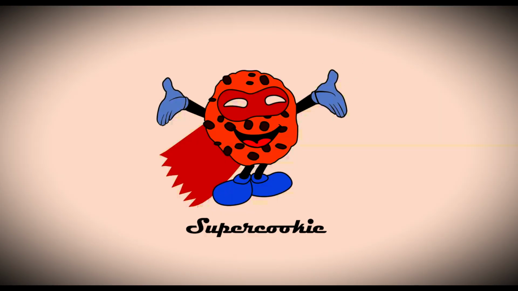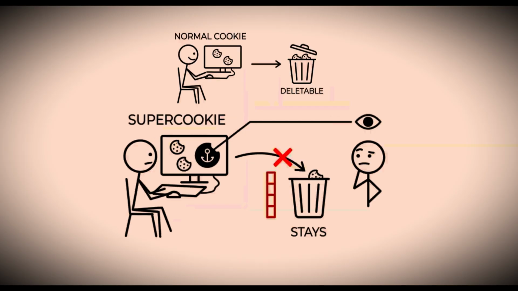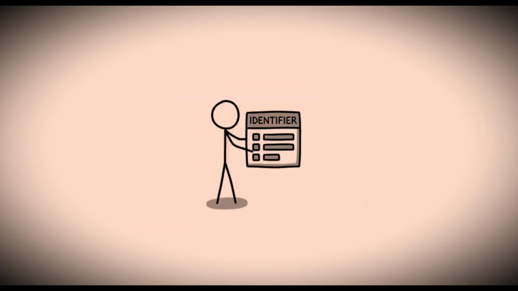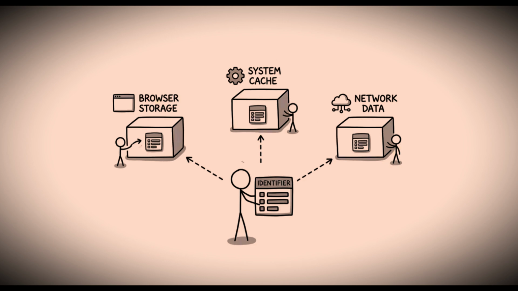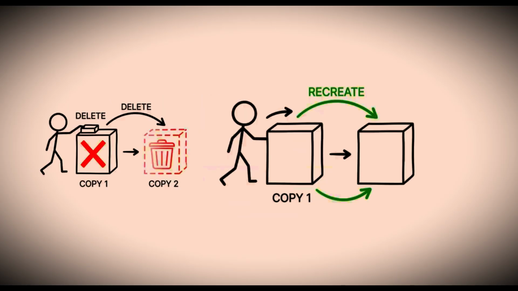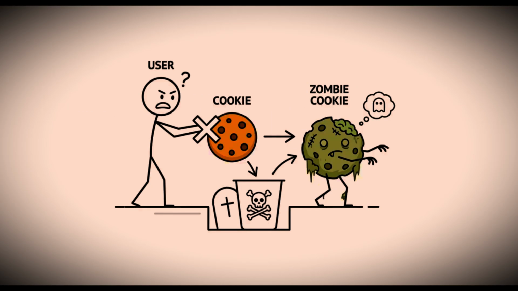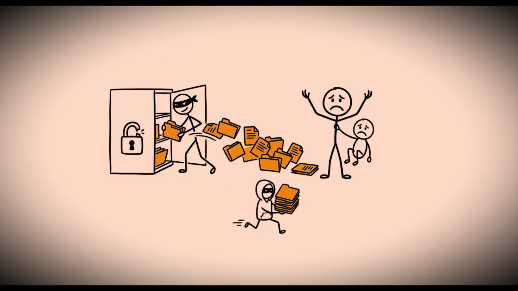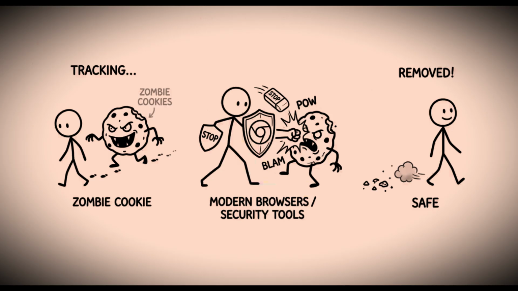Supercookies. Supercookies are a more persistent form of tracking technology designed to survive normal deletion methods. In some cases, these identifiers can be stored in multiple places such as browser storage, system cache, or network data. If one copy gets deleted, another copy can recreate it automatically. This is why they are sometimes called zombie cookies. Because of privacy concerns, many modern browsers and security tools actively try to block or remove these types of tracking mechanisms.